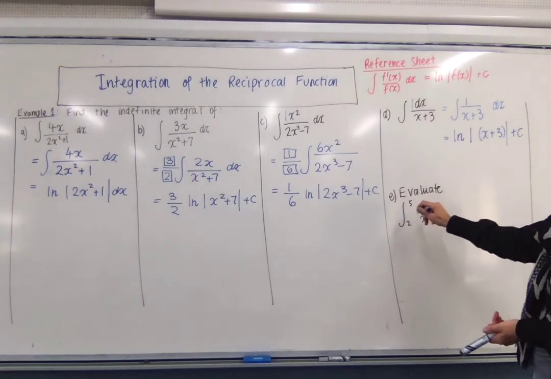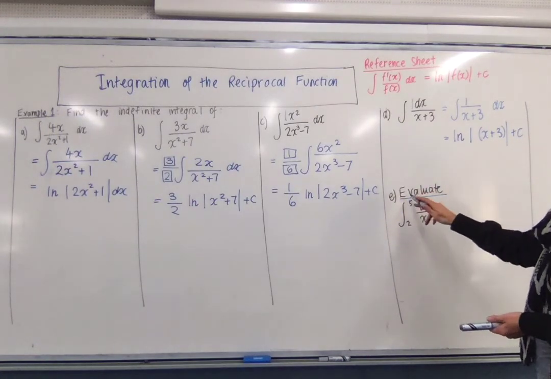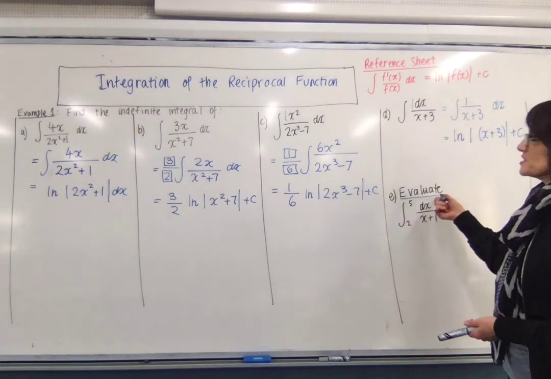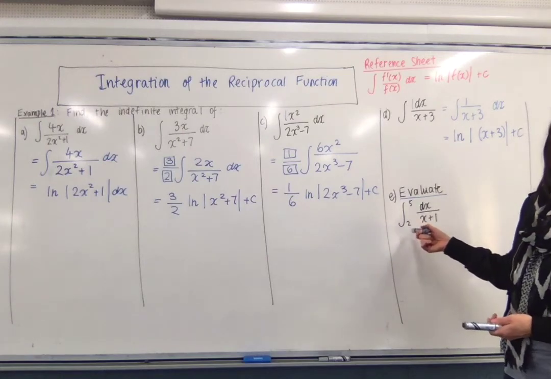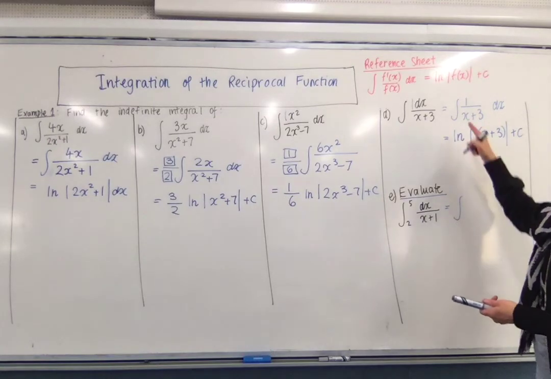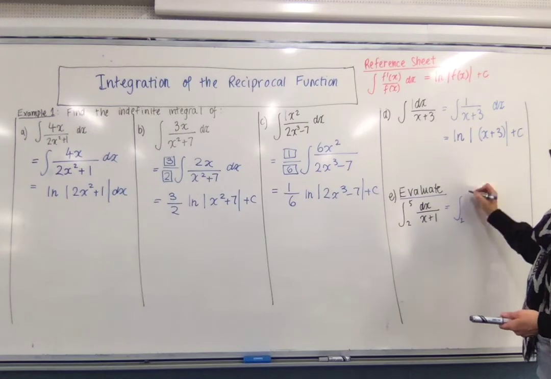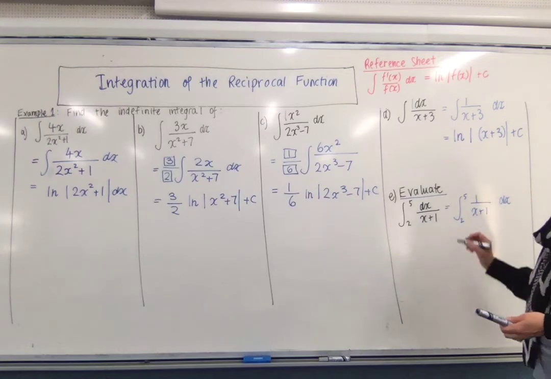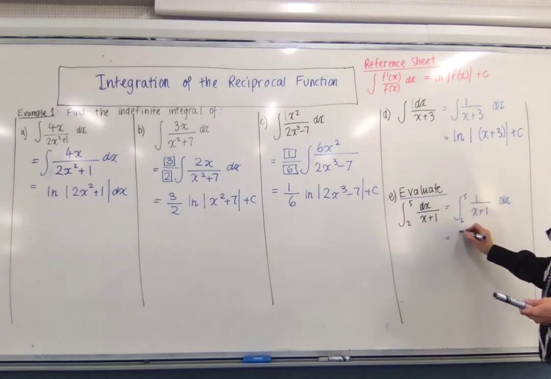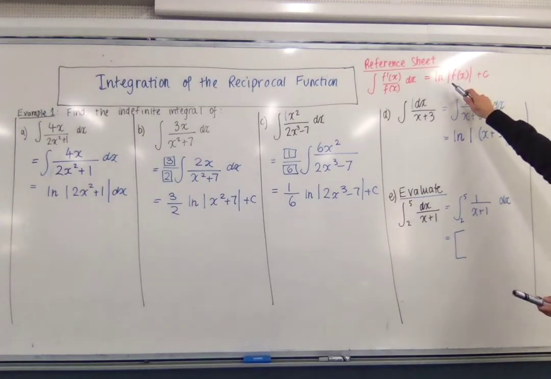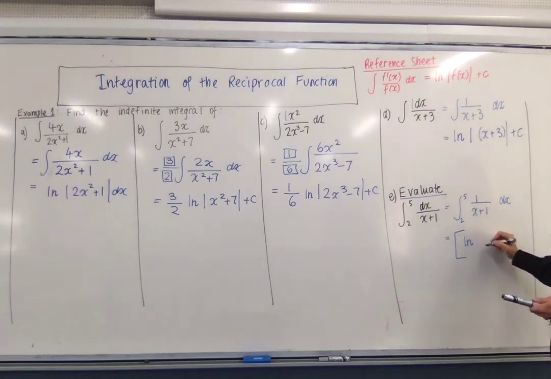Now, what's the difference with this question? Look at the word here. It's asking us to evaluate. So we want a numerical result for our answer. And the reason we want a numerical result for this question is we've got a definite integral rather than an indefinite integral. So let's rewrite this like we did with the previous question. The integral from 2 to 5 of 1 over x plus 3 dx. Now let's integrate our function here. And it's in the form of the derivative of the function over the function. So again, we use our result from the reference sheet, which is the natural log of x plus 3.